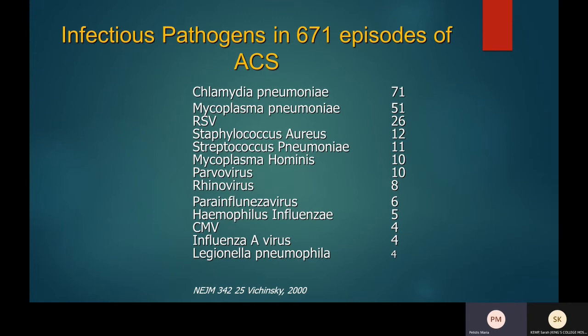As you can see from this table, the most common infective organism identified was chlamydia pneumonia in 71 patients, followed by mycoplasma pneumonia in 51. In the others, there are other common infective organisms such as RSV, Staphylococcus aureus, Streptococcus pneumonia, and so on. And that is why when we treat patients with acute chest syndrome, we will add a macrolide to cover the organisms chlamydia pneumonia and mycoplasma pneumonia.